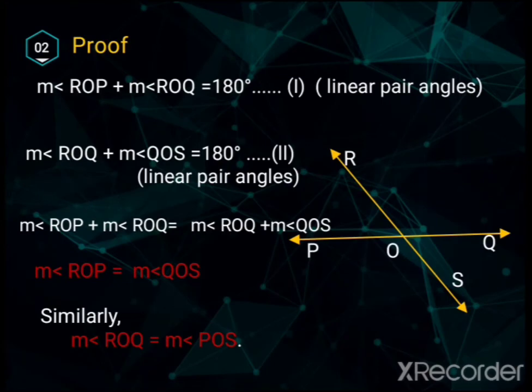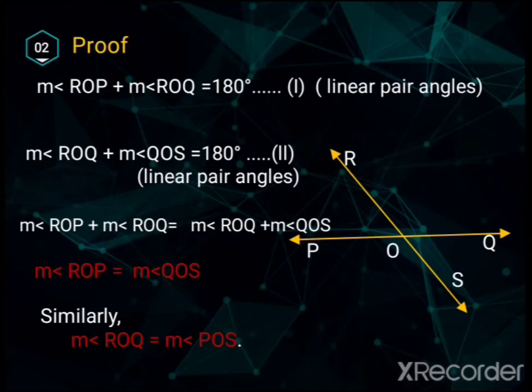Proof. Here I use the first angle, measure of angle ROP and measure of angle ROQ, and I take their addition. If you add these two angles, you will get 180 degrees because both angles are linear angles. Now I am taking angle ROQ and the second angle QOS. Again, both angles are linear angles, so their addition is again 180 degrees.